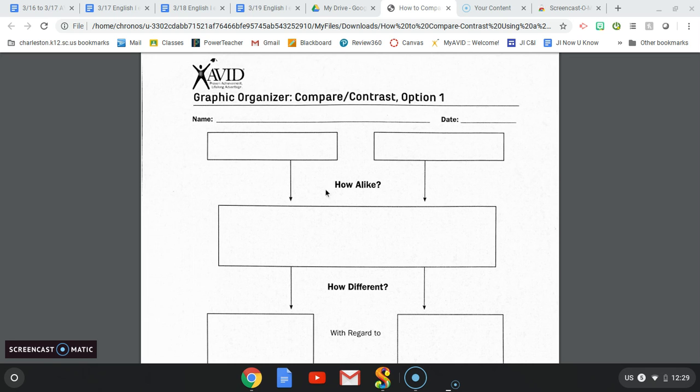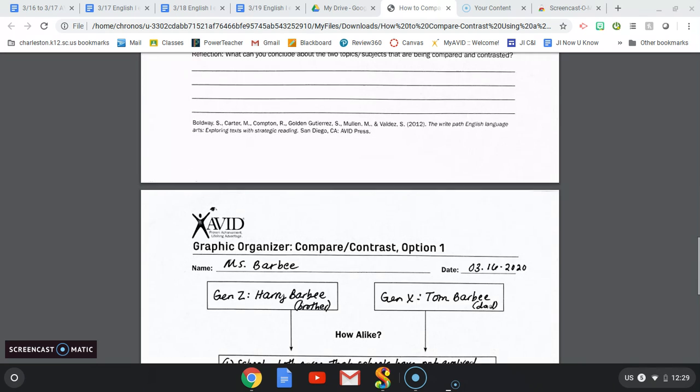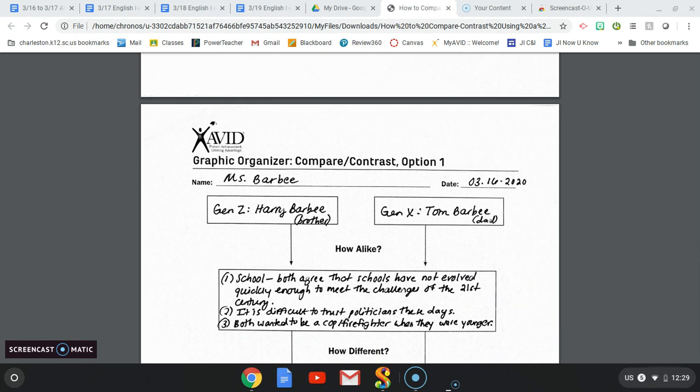In the How Alike box, you'll write notes on their similarities. Compare your interviewees' responses to each question and highlight where you see similarities. You can then write these notes in complete sentences, like I have, or you can use bullet points and keywords or phrases to highlight similarities.